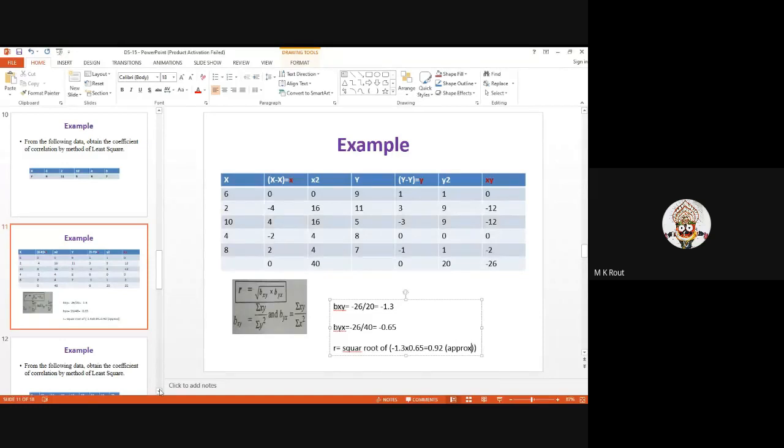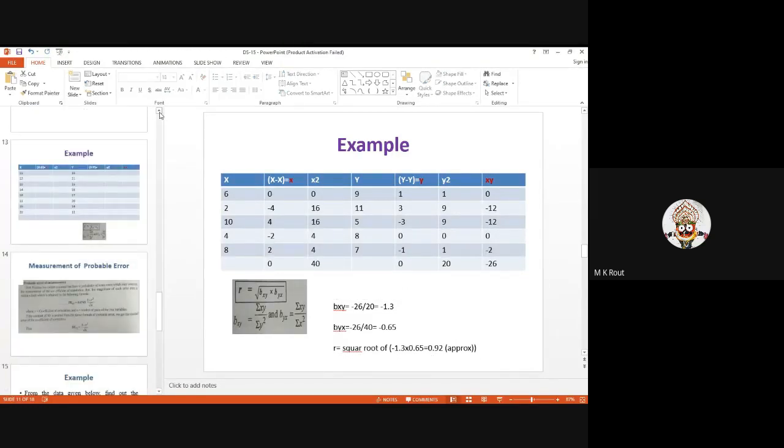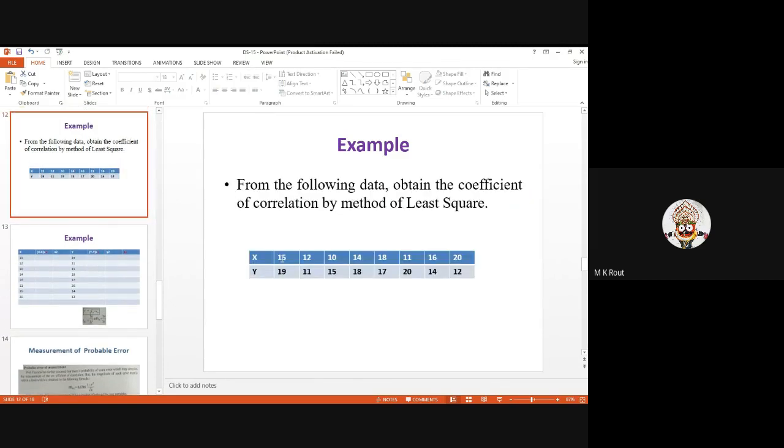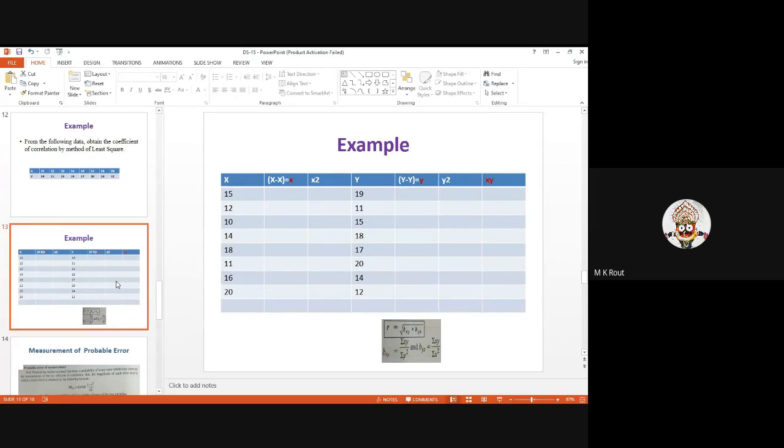Moving to the next one, try to solve it from your side. Just a minute. The next question is, from the following data, obtain the coefficient of correlation by method of least squares. Here the x variable is 15, 12, 10, 14, 18, 11, 16, 20. And the y variable is 19, 11, 15, 18, 17, 20, 14, and 12 respectively. We have already solved one type of problem, so for your easy convenience, I have made this type of table. Let's see who has finished this one.